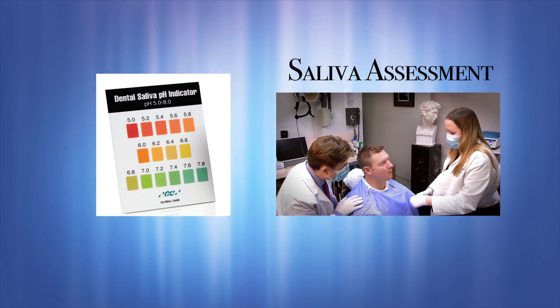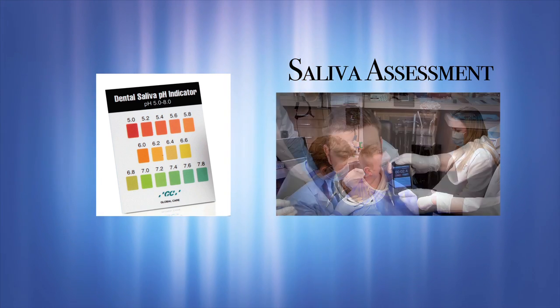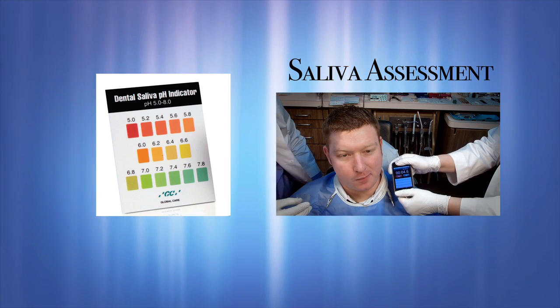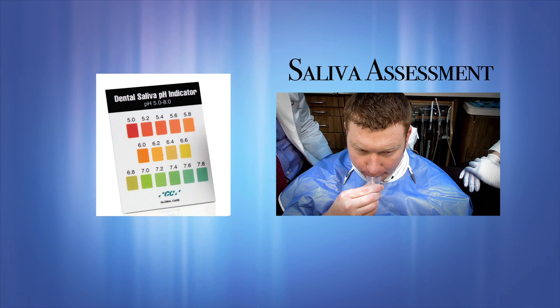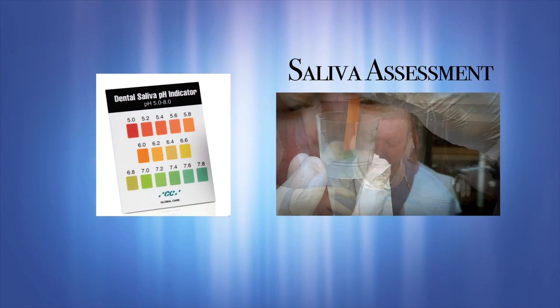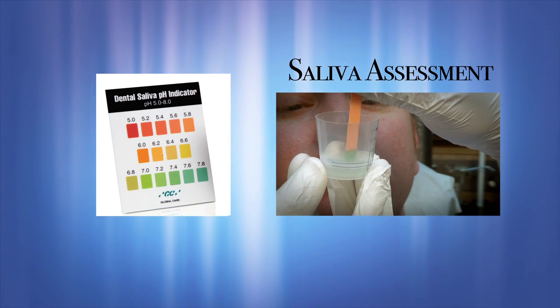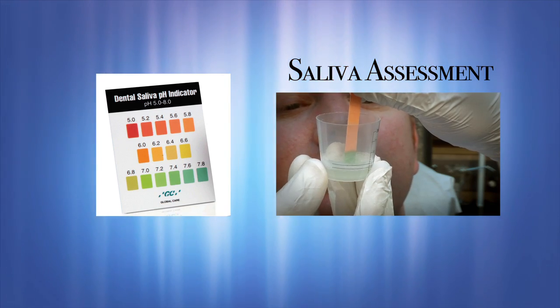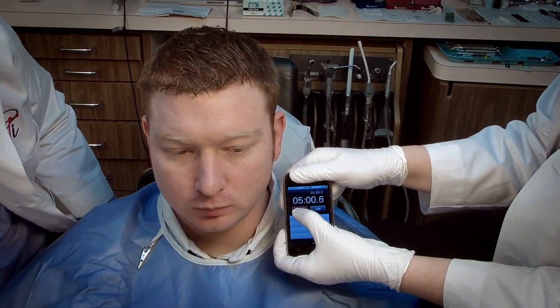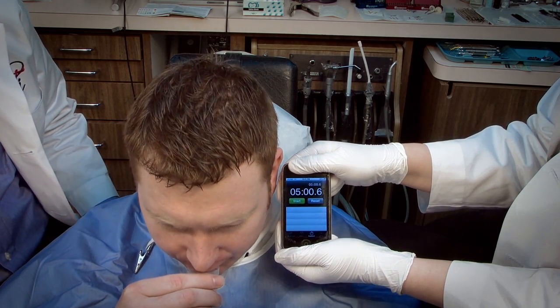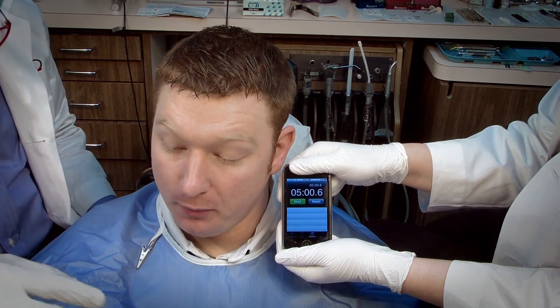Highly acidic saliva will appear in the critical red section, 5.0 to 5.8. Moderately acidic saliva will appear in the yellow section, 6.0 to 6.6, and healthy saliva will appear in the green section, 6.8 to 7.8. The buffer test indicates the ability of the saliva to buffer or minimize an acid challenge.